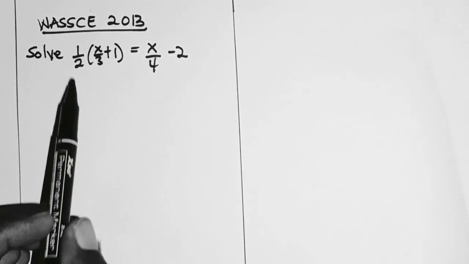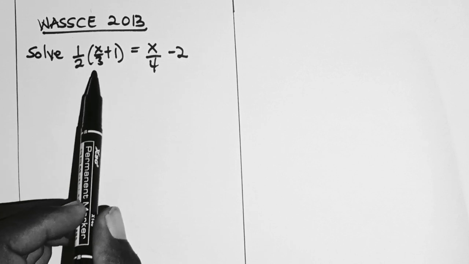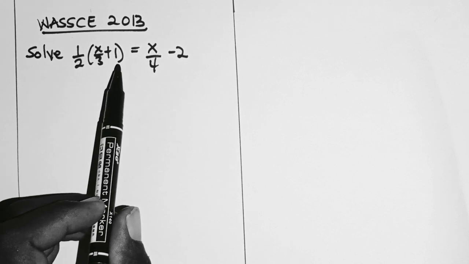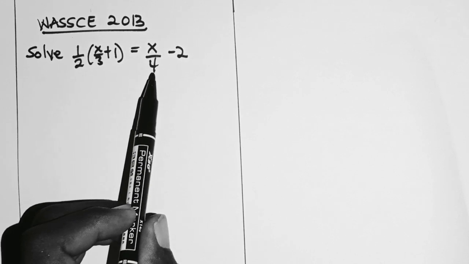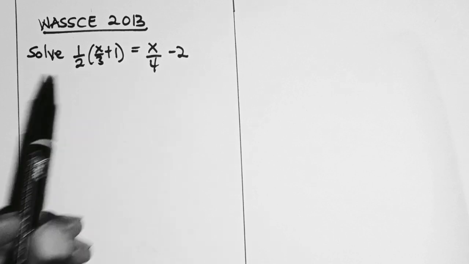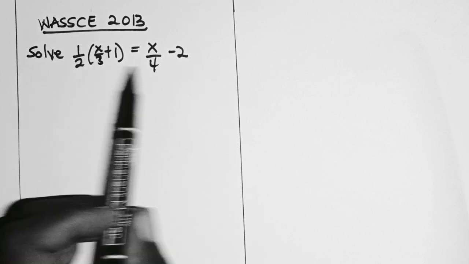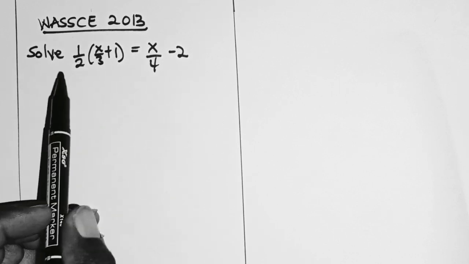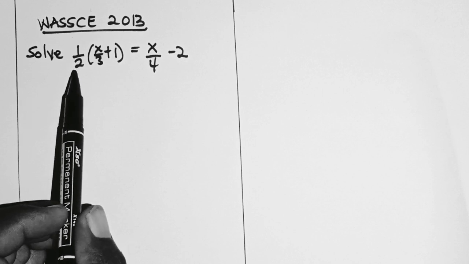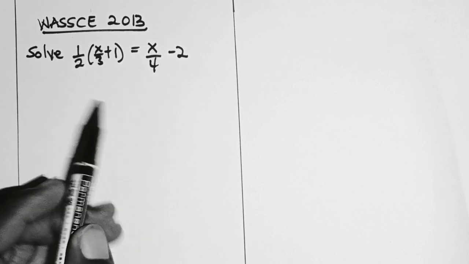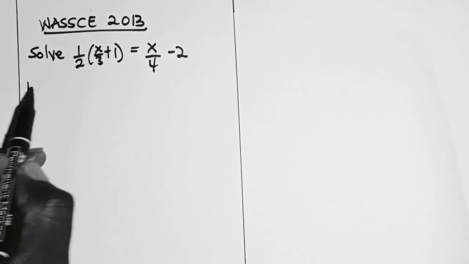Solve 1/2 times (x/3 + 1) = x/4 - 2. So you can see 2, you can see 3, and then you can see 4. The lowest common multiple of 2, 3, and 4 is 12. So let's multiply through by 12.